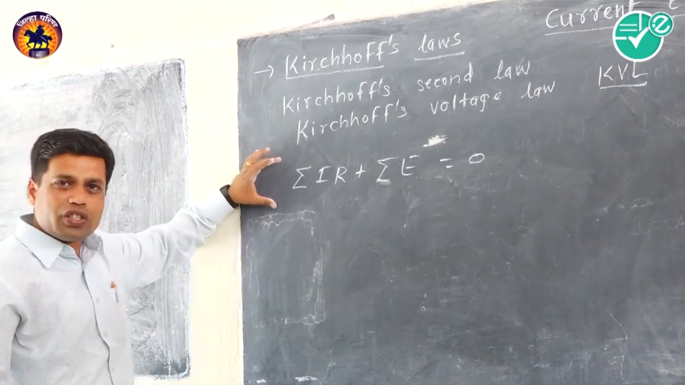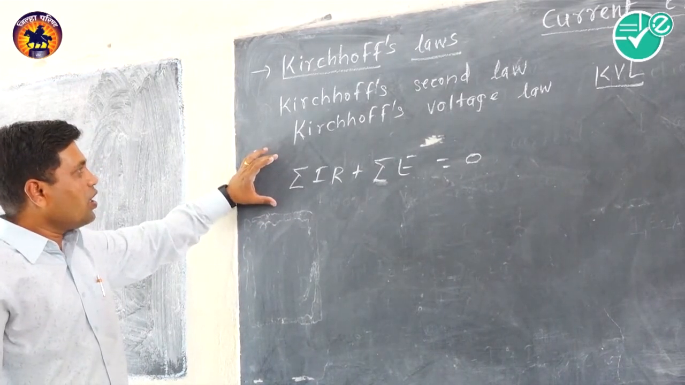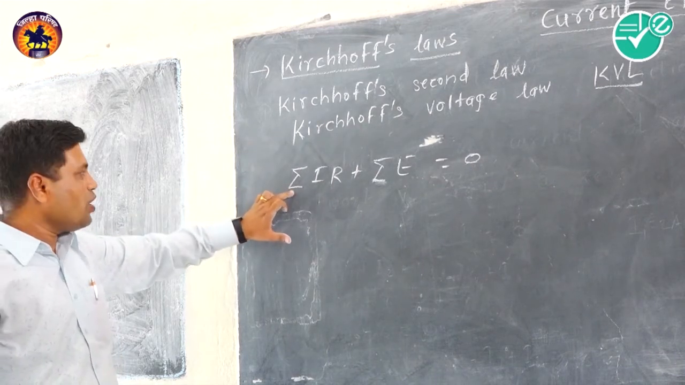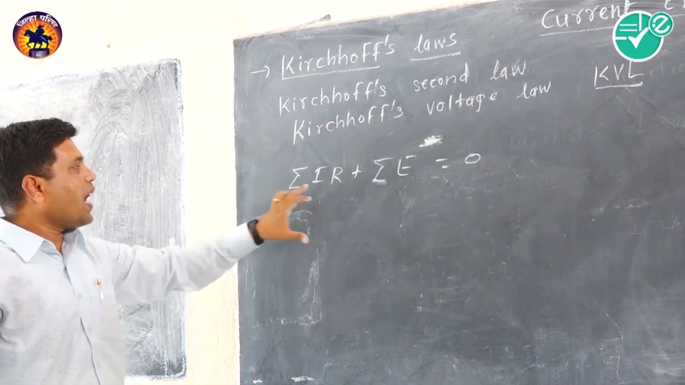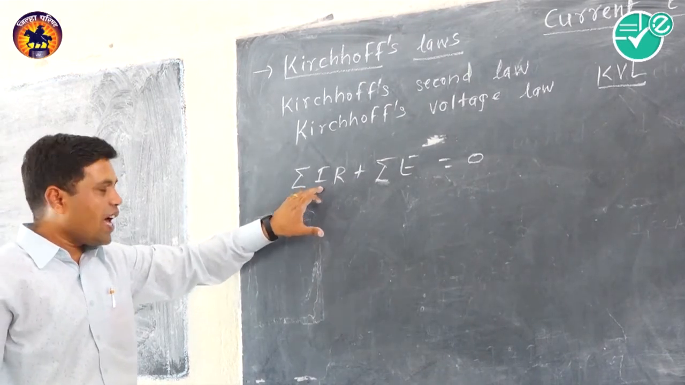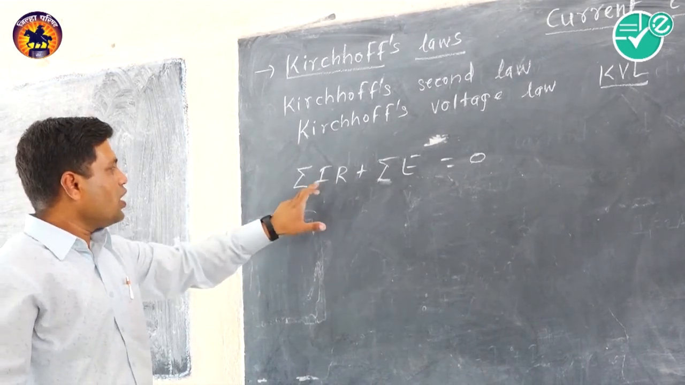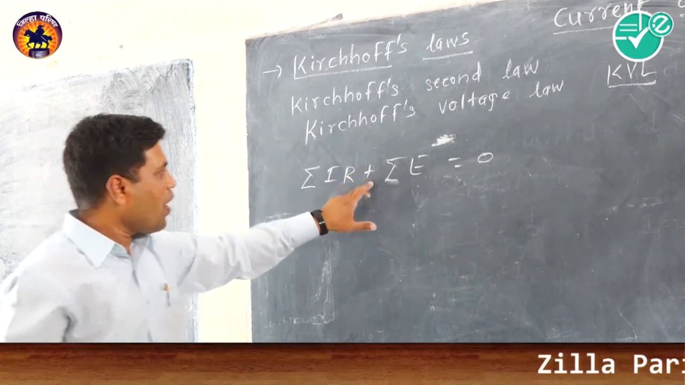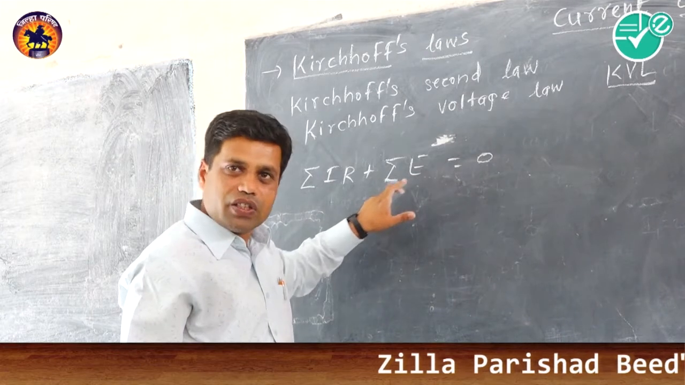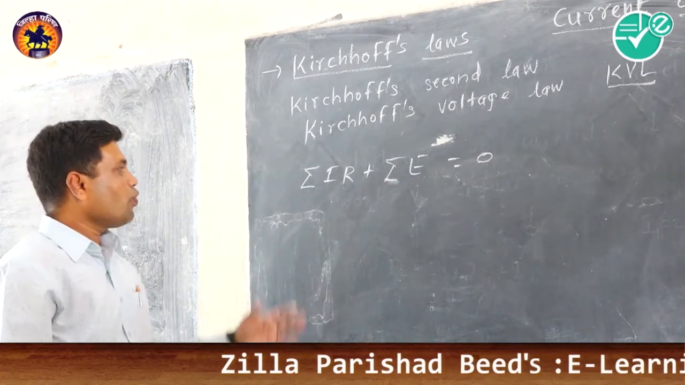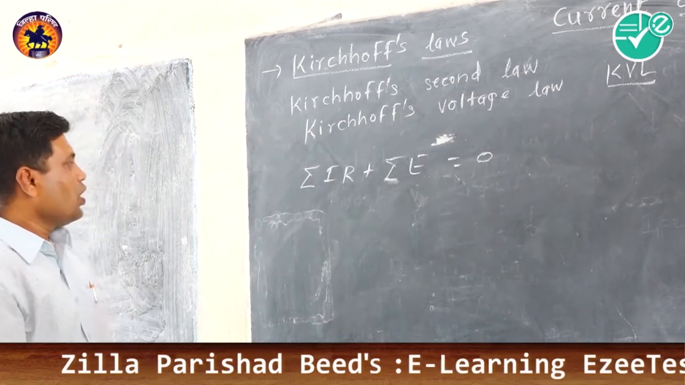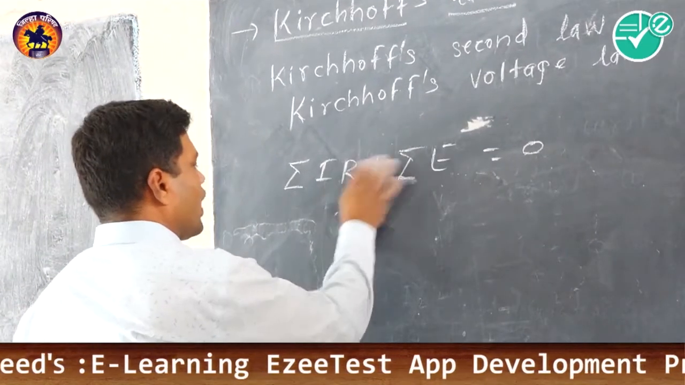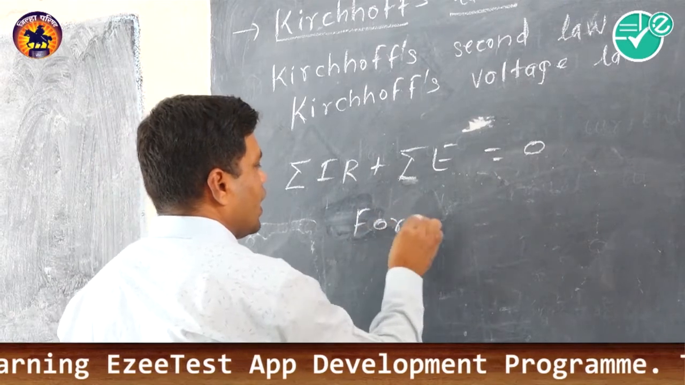But if you elaborate this statement verbally, then we can say that according to Kirchhoff's voltage law, summation means you have to add all the IR drops in a given electric circuit. IR drops means potential drops. It is the product of electric current and resistance. Plus you have to add all the EMFs in a given circuit.